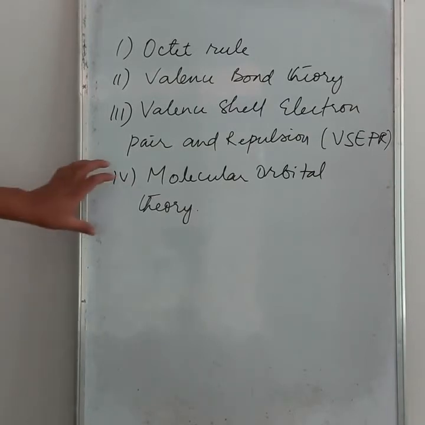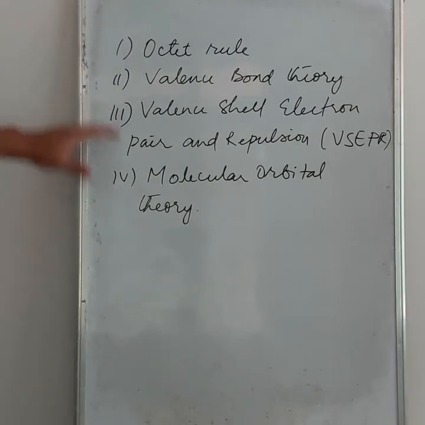And then this is molecular orbital theory, the quantum approach. So these are some of the theories that try to describe the nature of chemical bonds. Now we'll go one after the other. Let's focus first on the octet rule.